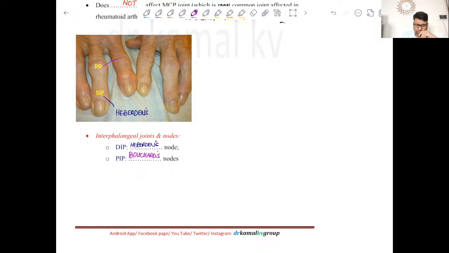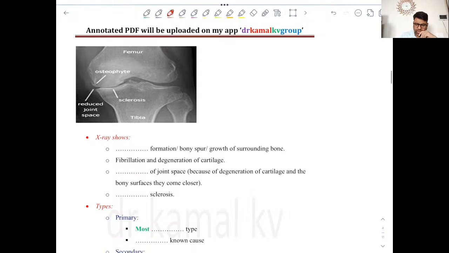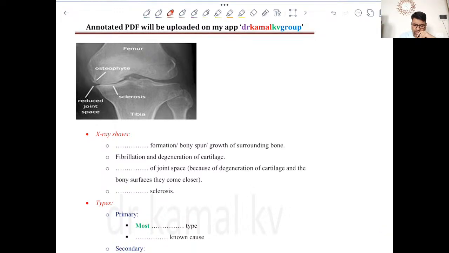So different areas have different names for the nodes. I think you can clearly see the nodes very nicely, right? These are Heberden's and Bouchard's nodes. Now coming to the X-ray, what we will see.